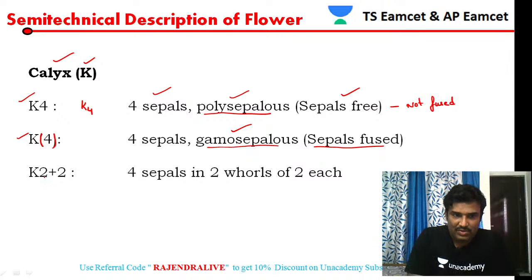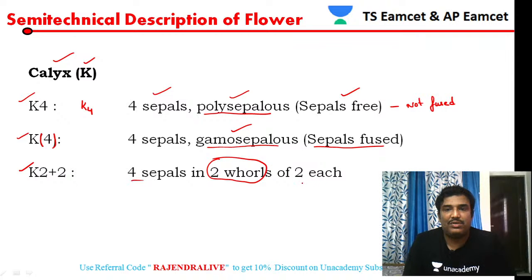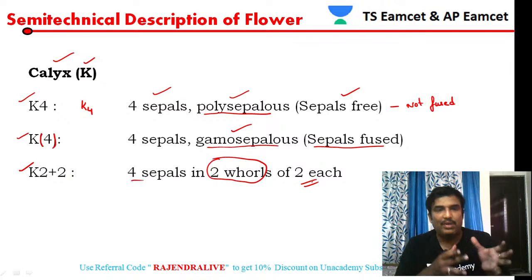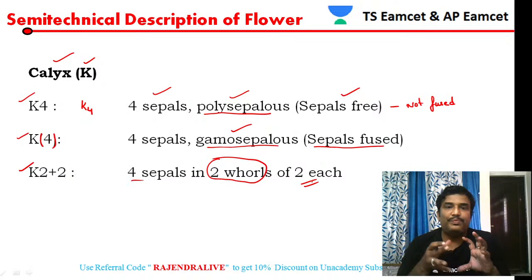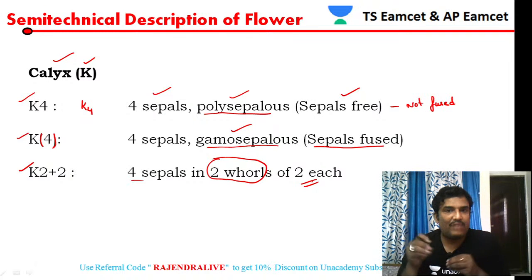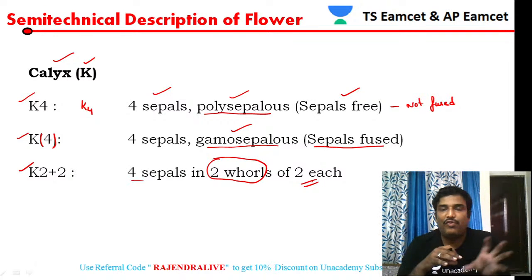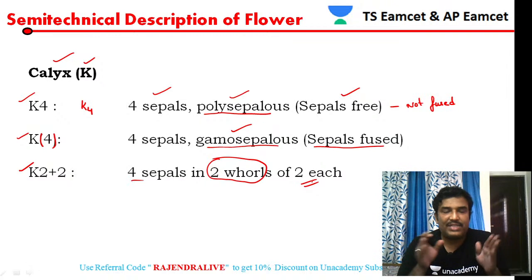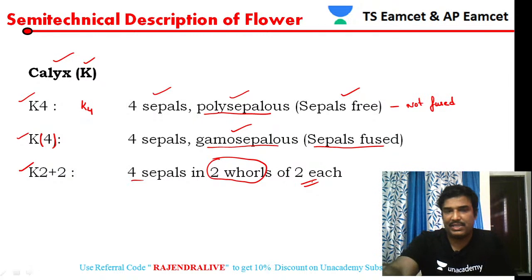Then in this third case, you see K 2 plus 2. No doubt again we have 4 sepals, and out of the 4 sepals, 2 are in one whorl and another 2 are in another whorl. So 2 whorls are there, with 2 each. Altogether it is 4, but they are separately present. That is the reason 2 plus 2 represents that.